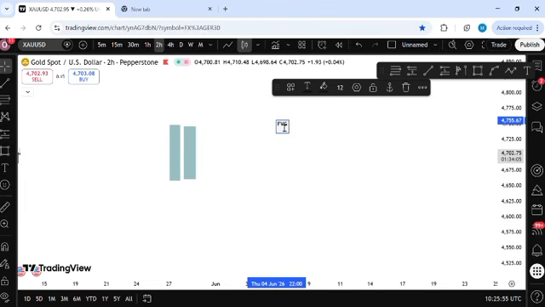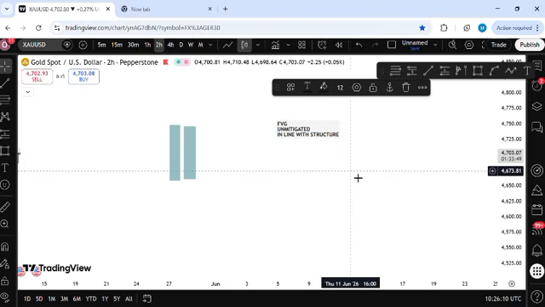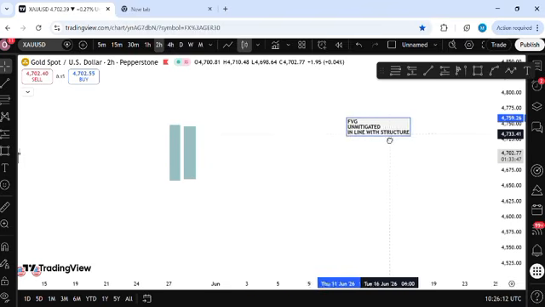FVG. It must be what? Unmitigated. It must be in line with structure. Alright. So you can follow these three rules, then you'll be fine.